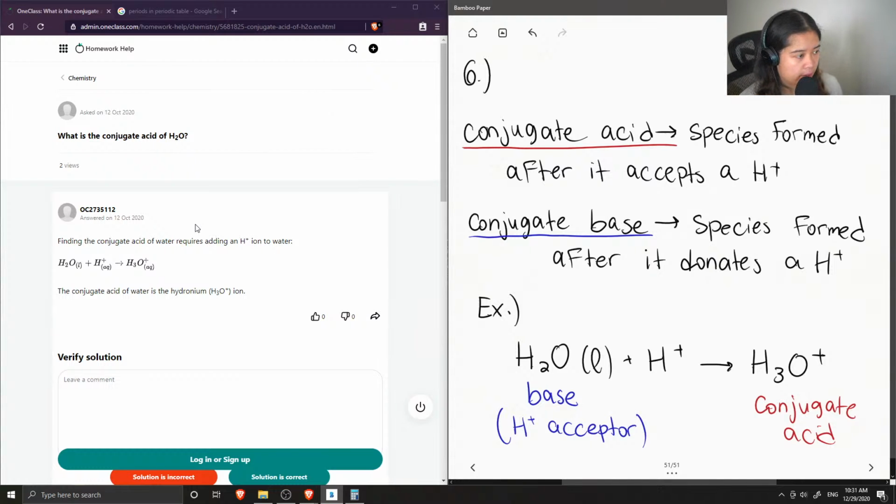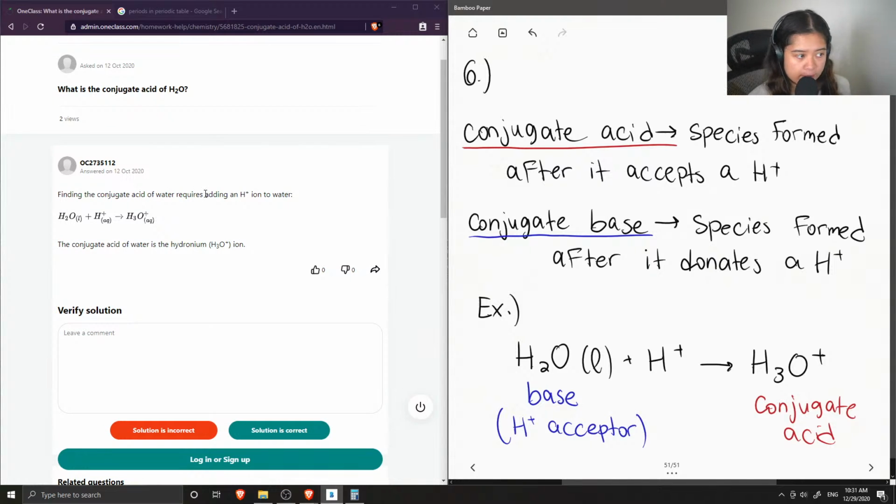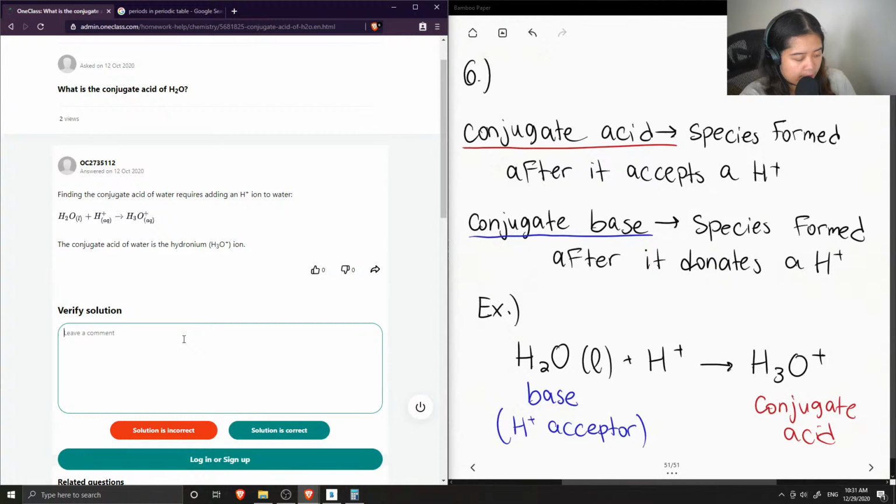Okay, so the junior tutor said that finding the conjugate acid of water requires adding a proton ion to water. Conjugate acid of water is the hydronium ion, H3O+. Okay, so this solution is correct.